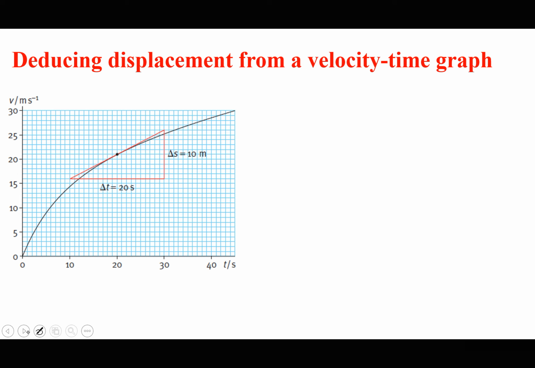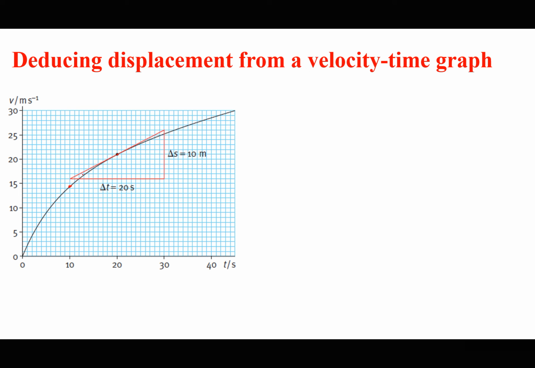Before we find the displacement, let's first talk about the acceleration. Of course, when you look at the graph, you notice that the gradient of the graph is decreasing. So it's like the acceleration is not constant. The acceleration at 10 seconds may not be the same as the acceleration at 20 seconds. So if I wanted to find the acceleration at 20 seconds, I would draw a tangent at 20 and find the gradient of that tangent.